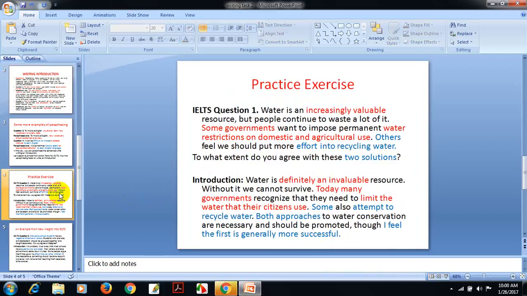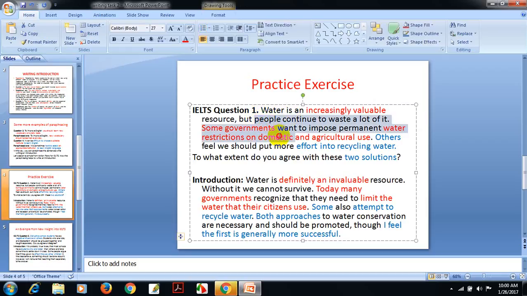Okay, now let's see another page. Practice exercise, question number one, taken from Action Plan for IELTS. It is an essay question and this is the introduction. Let's see how the introduction is made here.